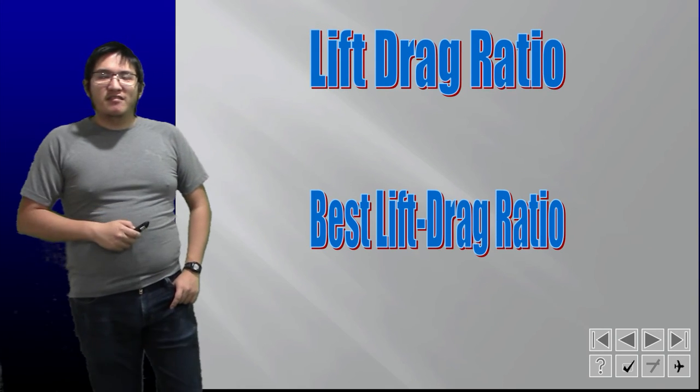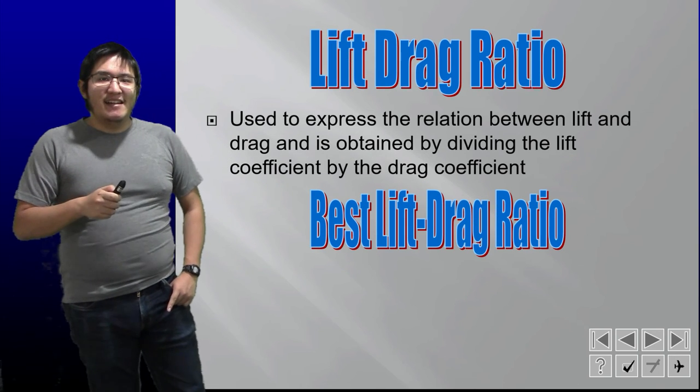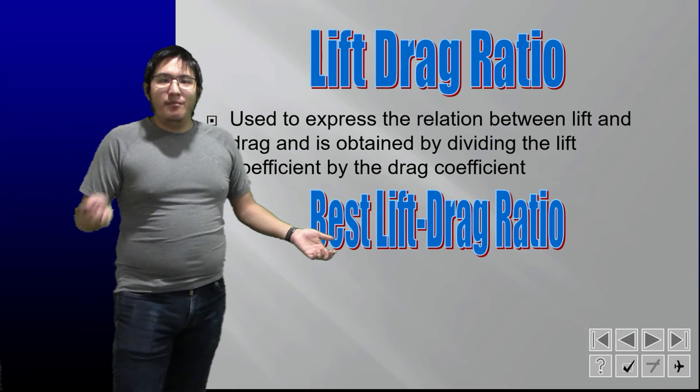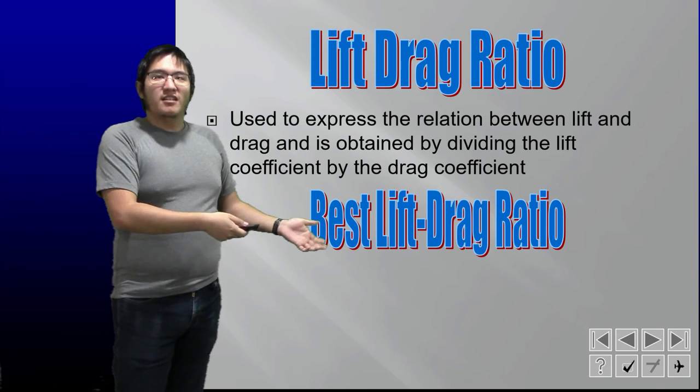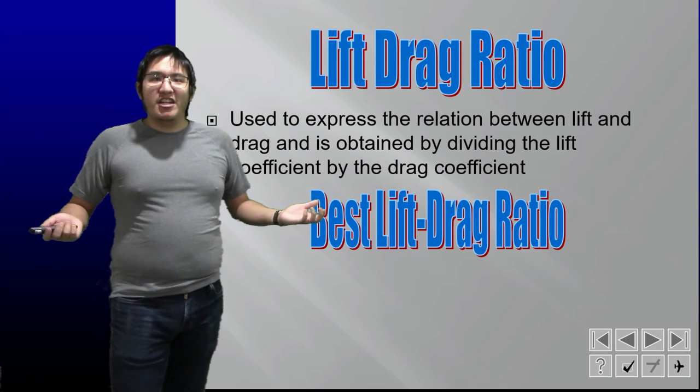Now, lift to drag ratio. This you need to know. The lift to drag ratio is the relation between lift and drag. It is obtained by dividing the amount of lift you're creating by the amount of drag you're creating, and then we get our ratio.